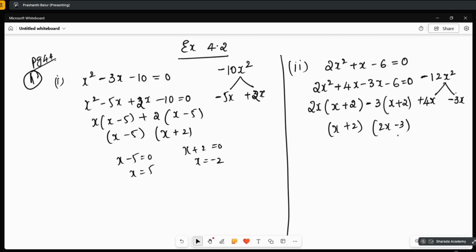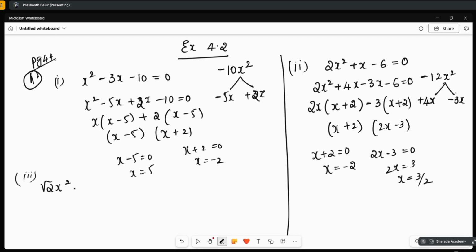What are the roots you will get? Rohit, what are the roots you are getting for the second one? Minus 2 and 3 by 2. x plus 2 is equal to 0, x is equal to minus 2. 2x minus 3 is equal to 0, 2x is equal to 3, x is equal to 3 by 2.